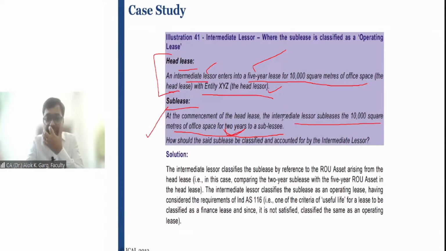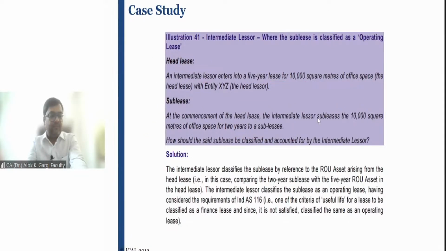And this sublessee, this ultimate lessee, will create a right of use asset and lease liability for a period of 2 years. I mean to say, the present value of lease payments over a period of 2 years will be considered as a right of use asset and lease liability. This is how this accounting needs to happen, right?